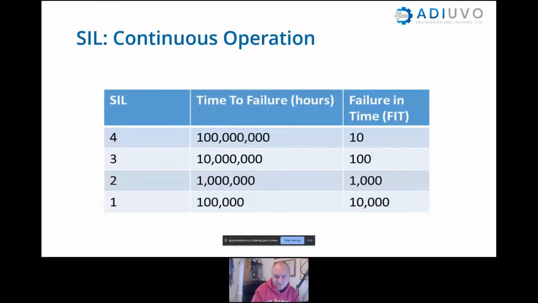You'll not even find a system that will do this. You'll not even be able to find a single chip that will achieve this time to failure on its own, never mind when you pull the system together.